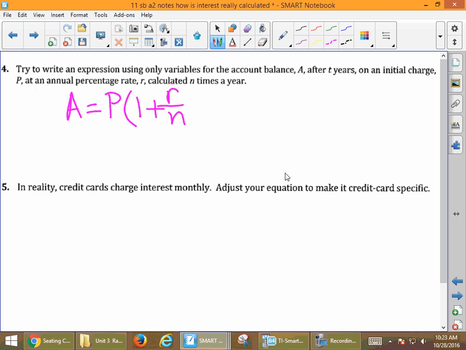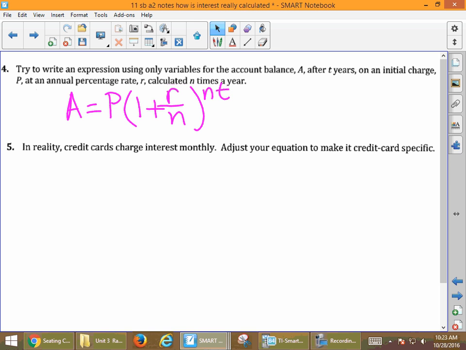But what we had to do is divide that annual percentage rate. If it was semi-annually, we divided by 2. If it was quarterly, we divided by 4. If it was monthly, we divided by 12. And then we raised it to the n, the number of times it was calculated, times the time period. There's our formula.